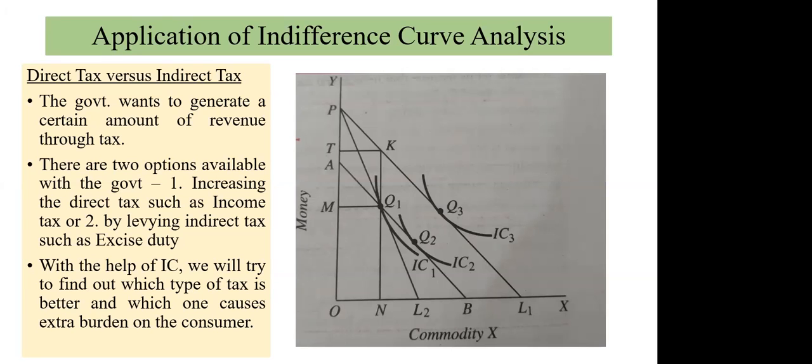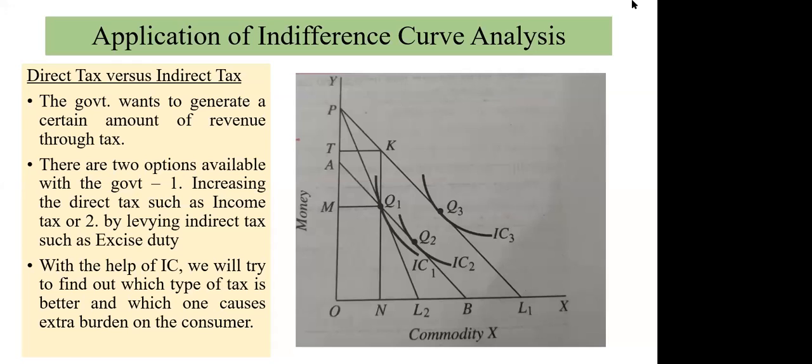So suppose there is a scenario where the government wants to generate a particular amount of revenue. Now they have two options. One, they can increase the income tax, which is the direct tax, or they can increase the indirect tax, such as sales tax, excise duty, or GST, etc. So with the help of this indifference curve, we will try to find out which type of tax between these two, that is direct tax or indirect tax, is better for the economy, for the consumer, and which one causes extra burden on the consumer.